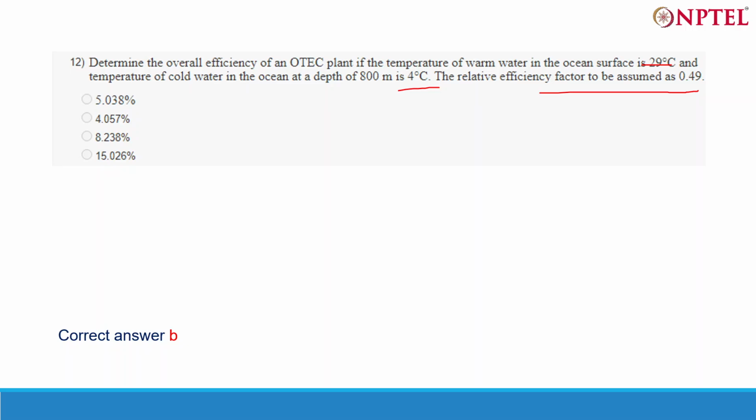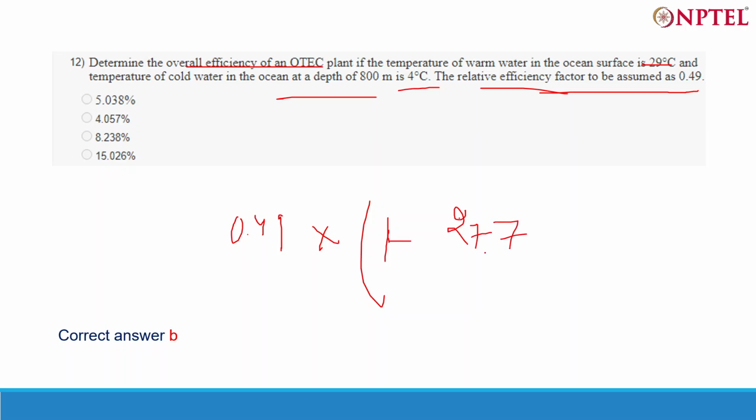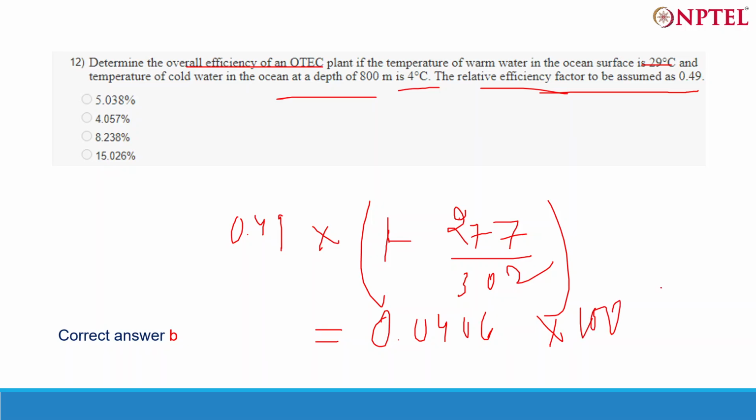Okay, let me solve this question for you guys. This is simply a Carnot cycle efficiency, and since the overall efficiency and the relative efficiency factor is given, multiply the Carnot cycle efficiency with this: 1 minus, so 4 degrees Celsius is 277 Kelvin, and the warm surface is 302 Kelvin. So this comes out to be around 0.0406, which in percent is about 4.057. So the correct answer is 4.057.